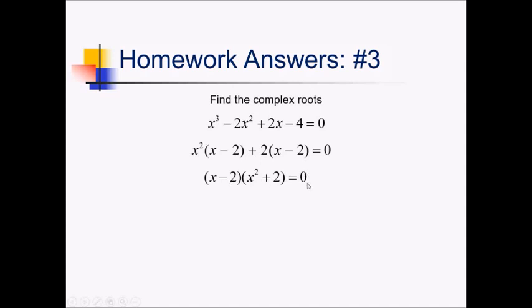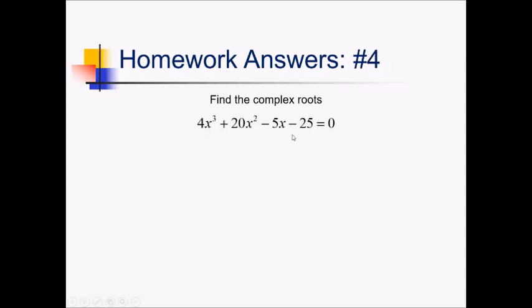Setting these each equal to 0 and solving, we see that x equals 2 for that first factor, and for this next one, we know that x squared equals negative 2. So that means that if I square root both sides here, x is going to equal plus or minus, there's a negative, so we can take out an i, so plus or minus i radical 2.